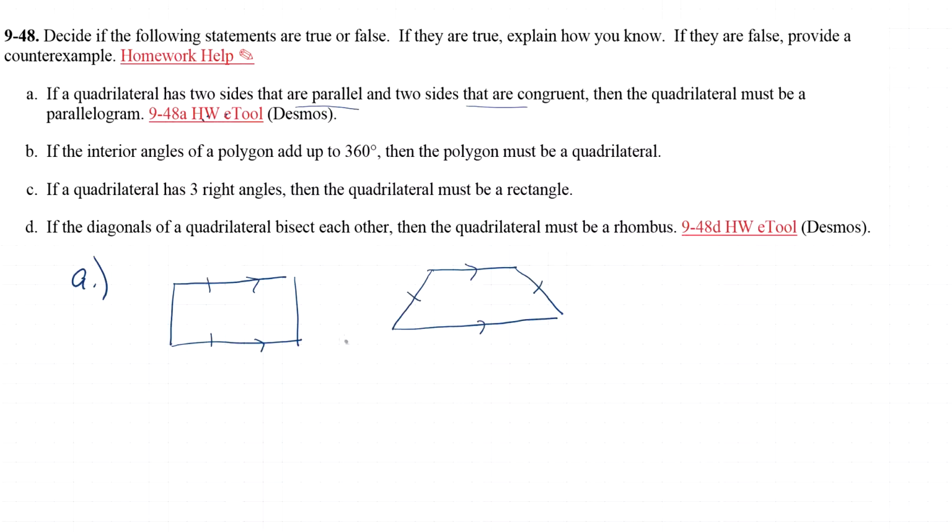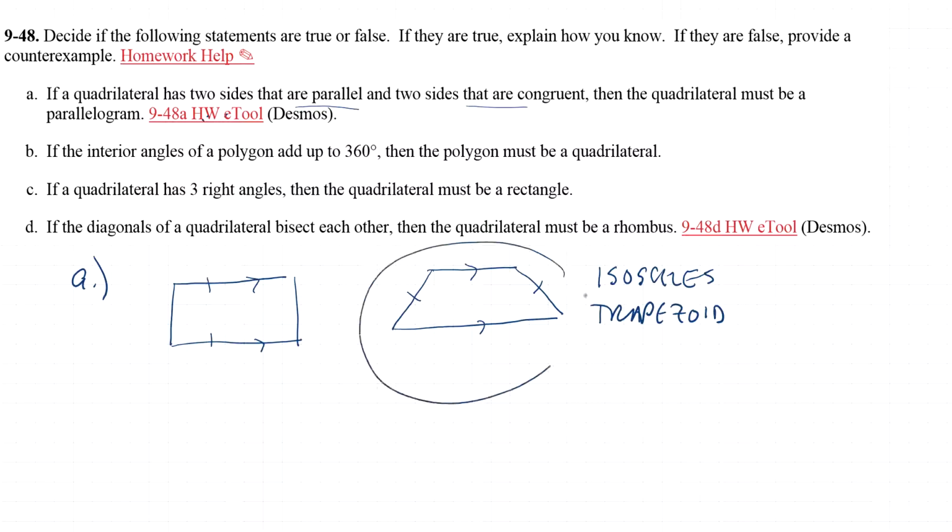So in this instance, it's an isosceles trapezoid. Let me write that better, isosceles trapezoid. And yeah, so this would be false, and this would be my counterexample. So we could say that's false.